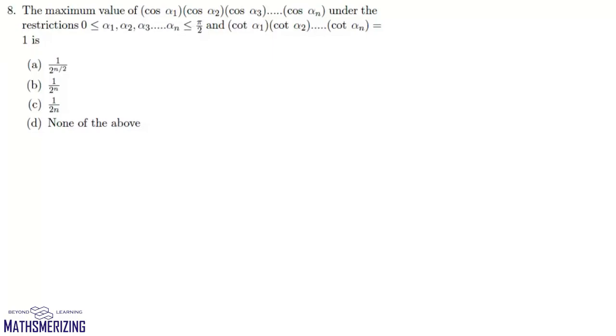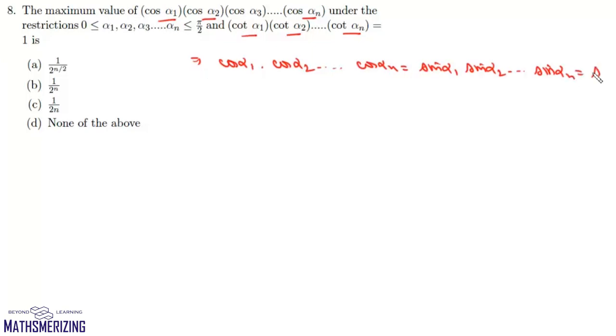Now question number 8 is, we need to find the maximum value of cos alpha 1 into cos alpha 2 up to cos alpha n under the condition that cot alpha 1 into cot alpha 2 up to cot alpha n equals 1. Now from the second expression we can write cos alpha 1 into cos alpha 2 up to cos alpha n will be equal to sin alpha 1 into sin alpha 2 up to sin alpha n, and suppose the value of this product is s.